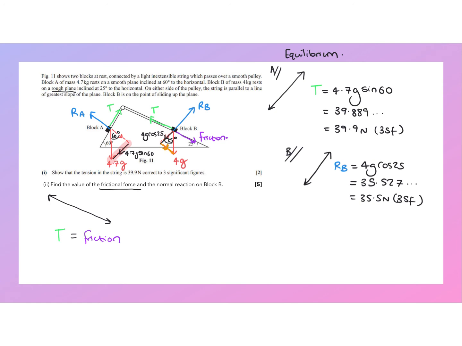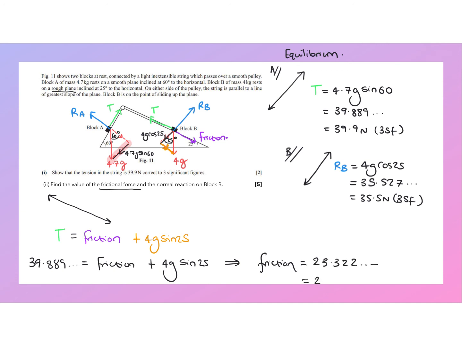just highlighting this in orange here, of the weight, which is opposite the 25 degree angle, so that is 4g sin 25. So friction and 4g sin 25 both go down the plane, but T goes up the plane. Now we know that T is 39.889, etc. So we can use this to calculate the value of the friction, and it comes to a value of 23.322... or 23.3 newtons to 3 SF.